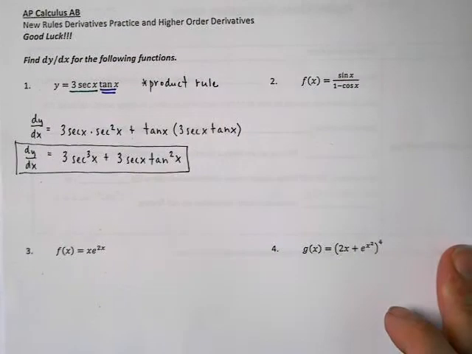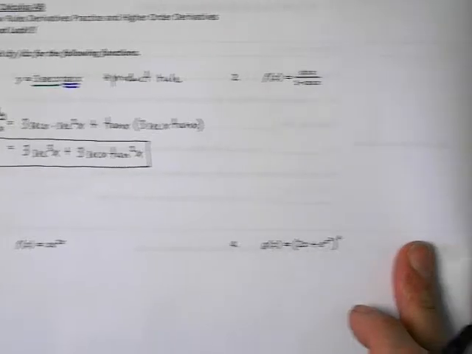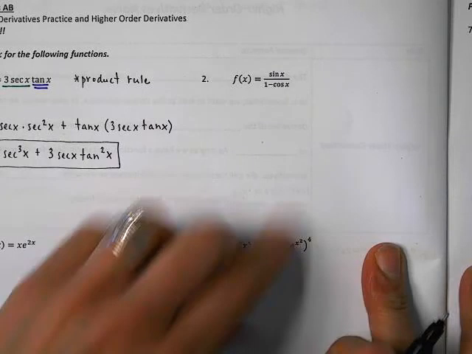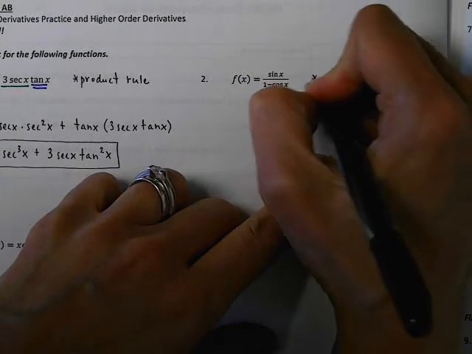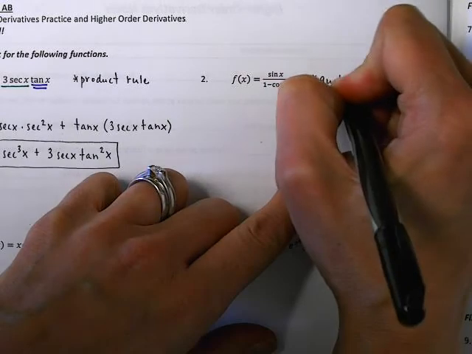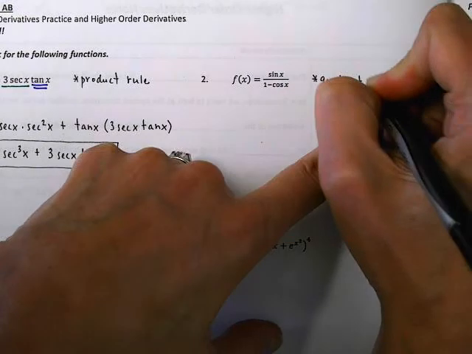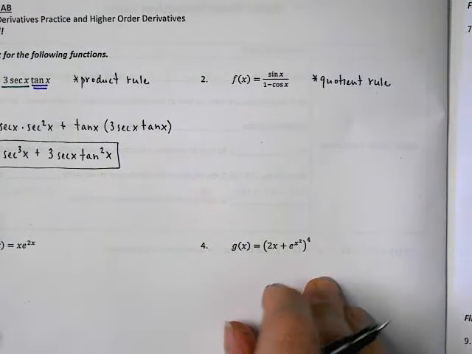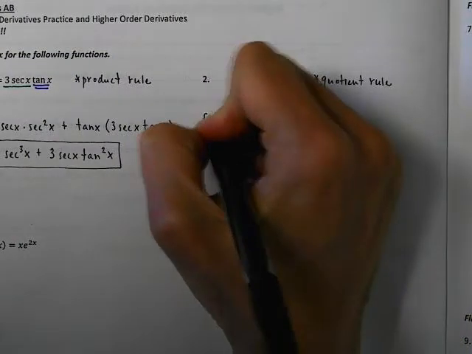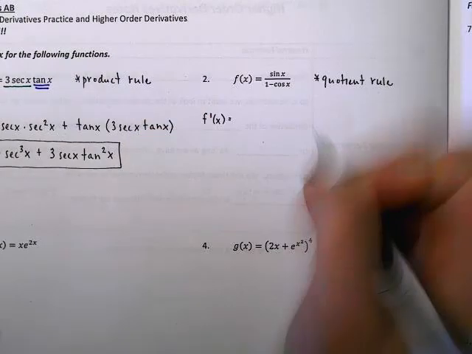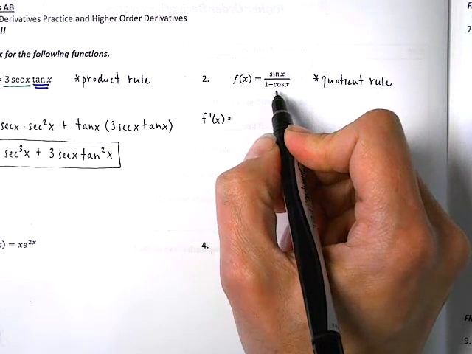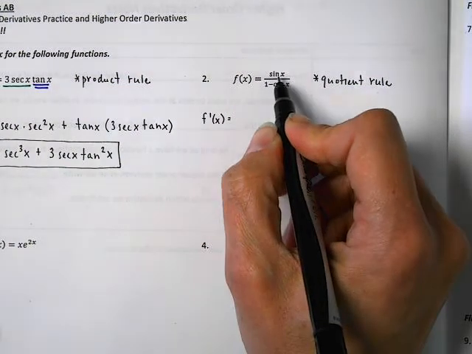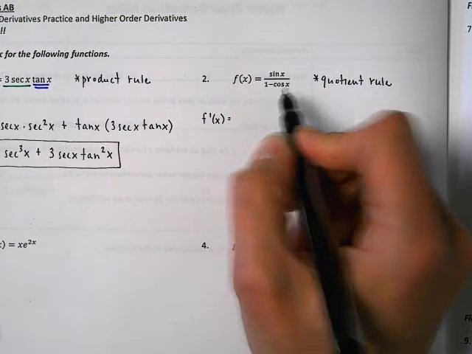Now, number 2, hopefully we're all recognizing by now that this is going to be the quotient rule. And again, we're going to be using those derivatives of trig functions that you learned. So let's see what this is going to look like. When we do quotient rule, we start with the denominator. So remember that low d high minus high d low over low squared.